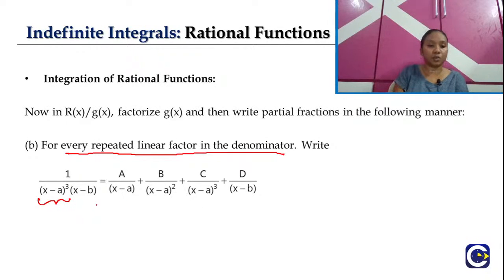Then that will be equal to A by x minus a, plus B by (x minus a) whole square, plus C by (x minus a) whole cube, plus D by x minus b. This is the way we rewrite our given rational function. And as usual, the way of finding our capital A, B and C is the same. We take the LCM, simplify, and compare the coefficients of both sides of the equation, and we end up with our A, B, C, D values.